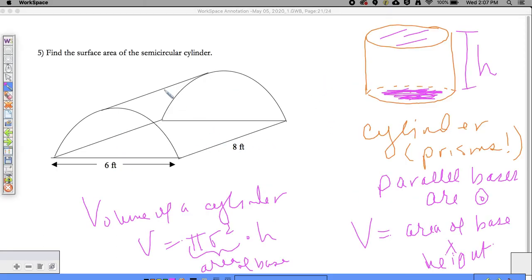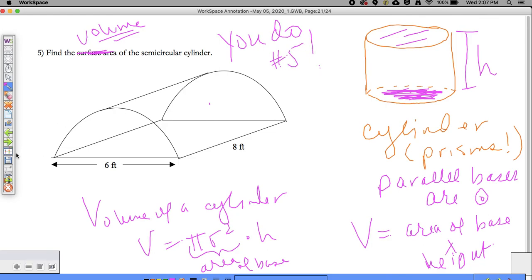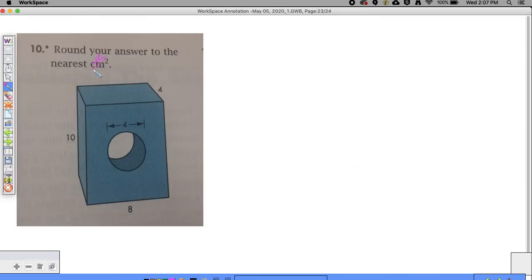So now over here, you guys are asked to find, I shouldn't say surface area, I should say find the volume, okay? I'm going to have you guys find the volume. So you're going to be finding the volume for number 5. This is on you guys. And think about how much of that cylinder, because it's a semi-cylinder that we're finding. So you are responsible for doing this problem here. Round to the nearest cubic centimeter. So you are going to find the volume of this guy.